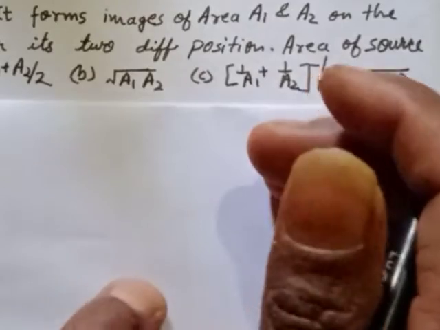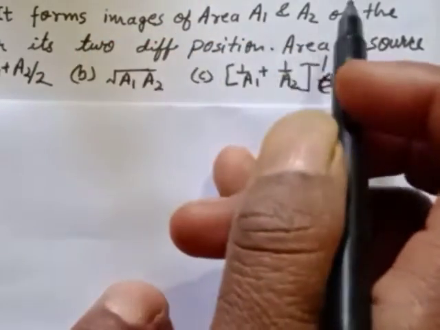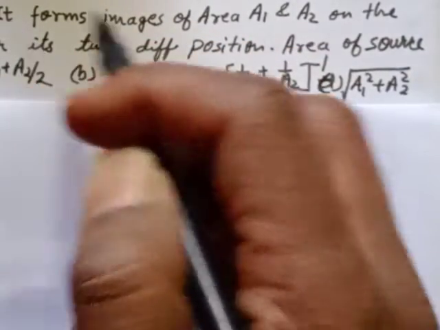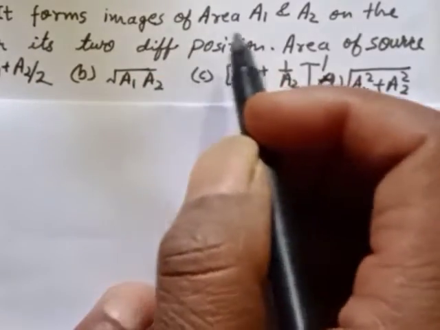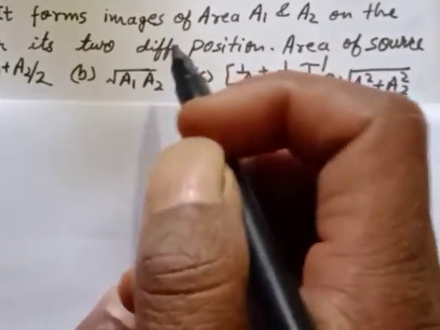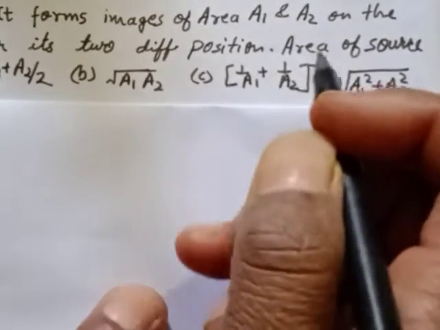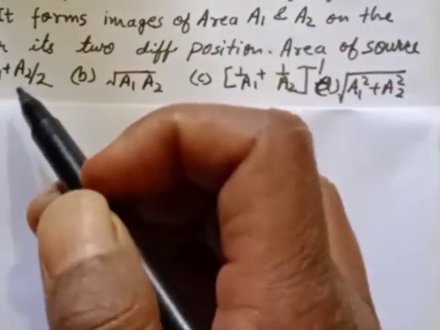This one is an unnecessarily complicated problem. A lens is placed between a source of light and a wall. It forms images of area A1 and A2 on the wall for two different positions. Area of source is given.